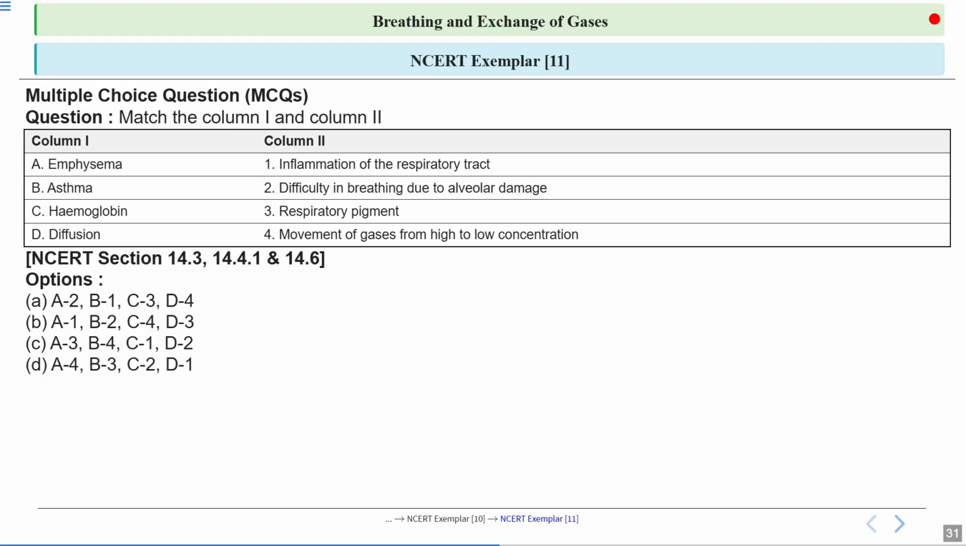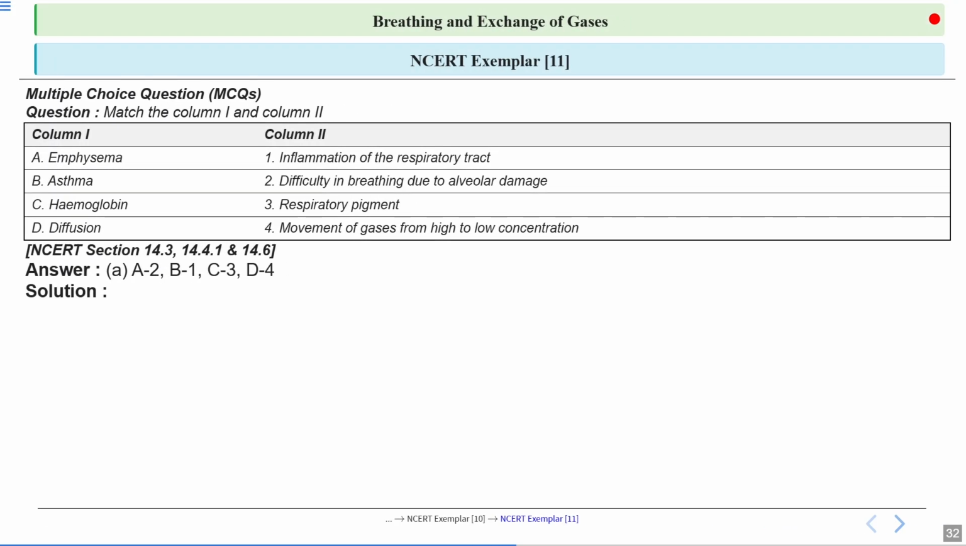This question is coming from the NCERT section 14.3, 14.4.1 and 14.6. Let us see the options available: A, B, C and D, that you have to match from the items given in column 1 and column 2, and then you have to check which of the answers is correct from the given options, right? Let us see the answer. Okay, the correct answer is option A, right?